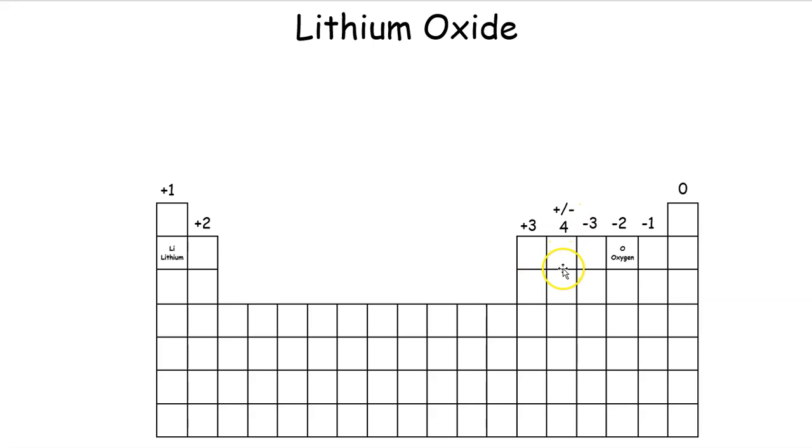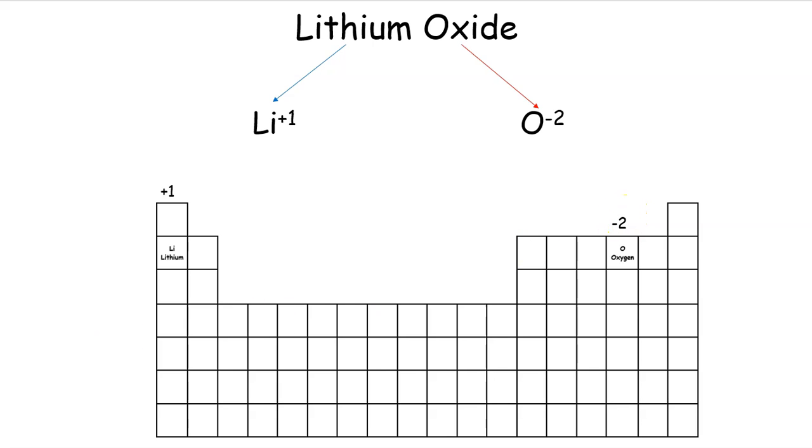These guys could be plus or -4. These guys could be -3. Here would be -2, and this column would be -1, and your noble gases would be 0 for the charge. So the first step is we want to specifically look at lithium. Lithium's in this first column, and the symbol for lithium is uppercase L, lowercase i, and it's going to have a +1 charge. Now we have to look at oxide, which is oxygen. Oxygen's right here. The symbol for oxygen is an uppercase O, and it's going to have a -2 charge.